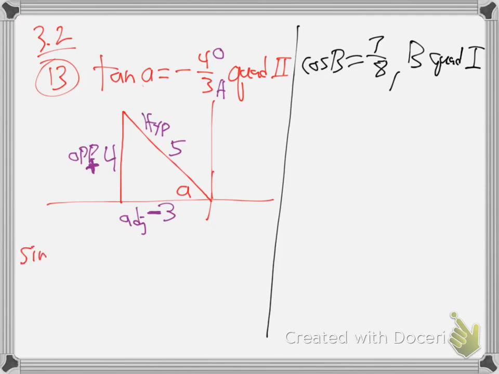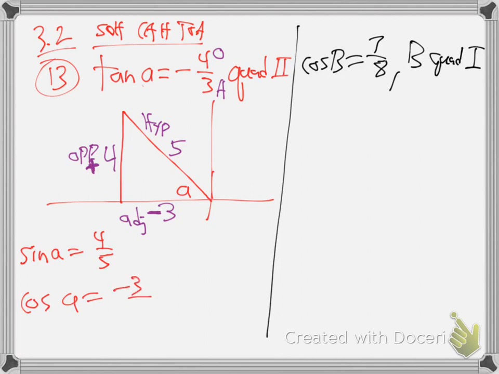So sine. What would sine be? Sine is, let me write it up here, SOHCAHTOA again. So sine is opposite over hypotenuse, yeah. So 4 over 5. Cosine is adjacent over hypotenuse, minus 3 over 5. They've already given me tangent. That was what they started me out with. So I have sine, cosine, and tangent for A there. Good so far.